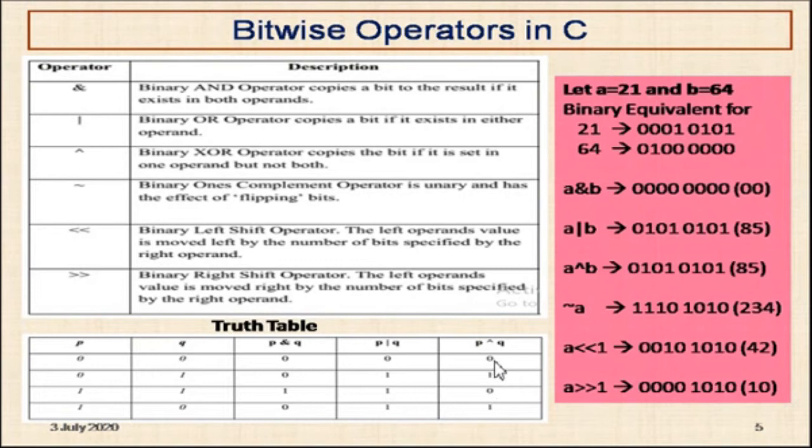Right. Then exclusive OR. The function of exclusive OR is actually P Q bar plus P bar Q. This is the Boolean expression for exclusive OR. But to simply understand the function of exclusive OR, you can have a thumb rule like this.